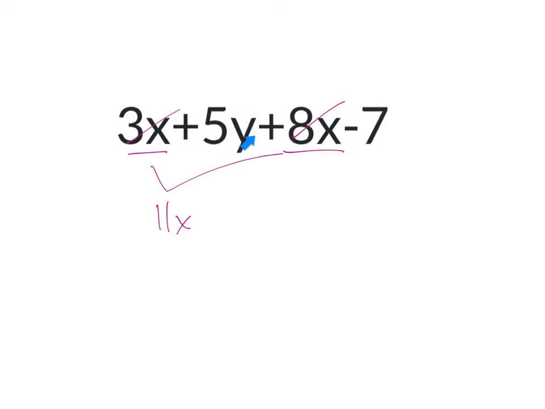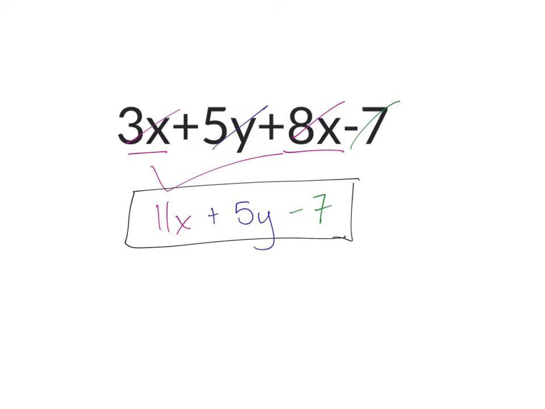5y, nothing else up here has a y, so I'm just going to drop it down. Cross it off. And then I've got 7, and I want to notice that there's a negative in front of it. So that negative needs to stay with it. This is like plus a negative 7. So it needs to come down as minus 7 and cross it off. So everything on the top is crossed off. I can't combine any of these things. So this is my simplified answer. 11x plus 5y minus 7.